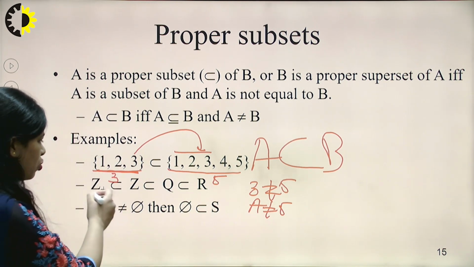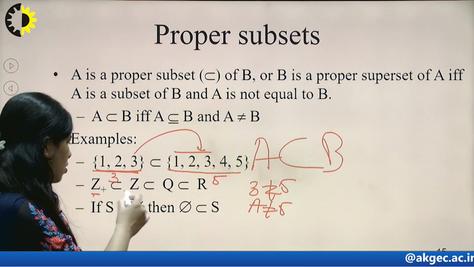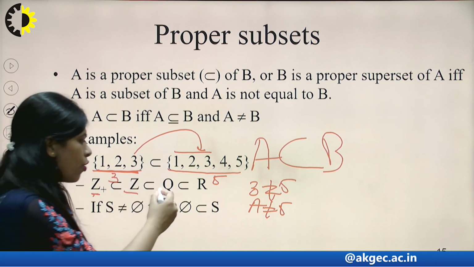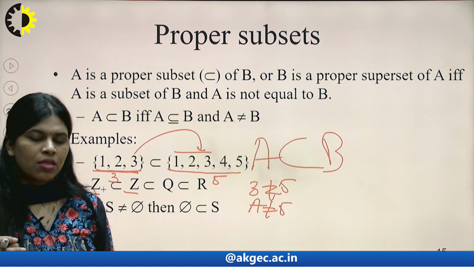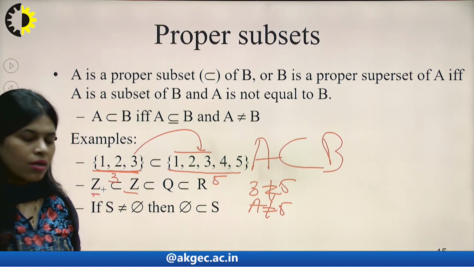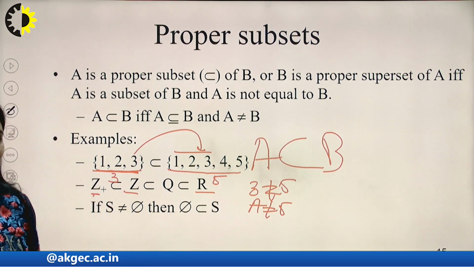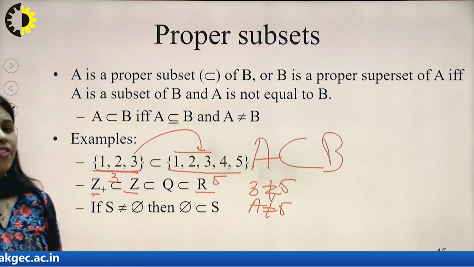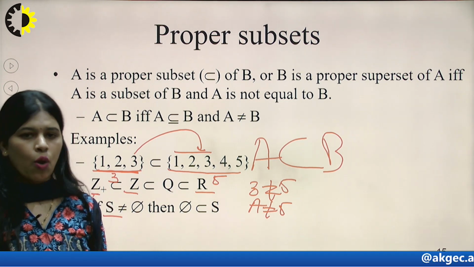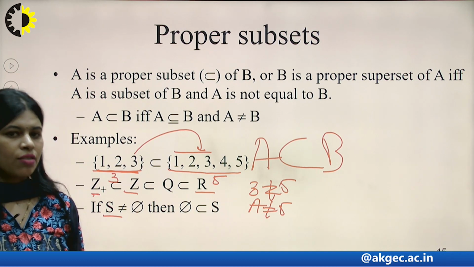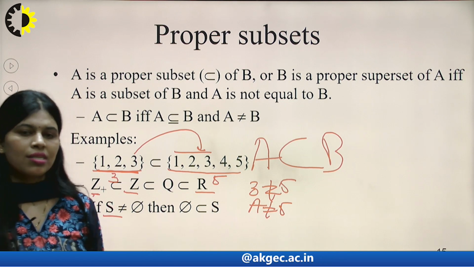So this is the relation where the positive integers are a proper subset of the integers, which are a proper subset of Q, the rational numbers, which are a proper subset of R, that is, the real numbers. Now the next condition is if S is a set not equal to phi, then obviously phi is a proper subset of S, and this property is satisfied.